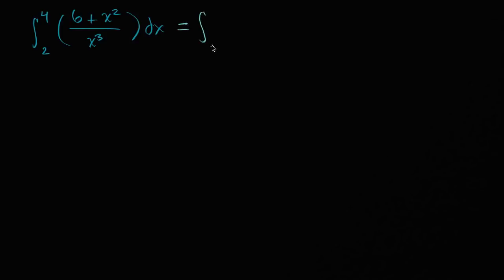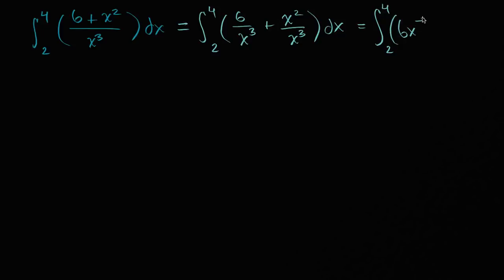So this is equal to the integral from 2 to 4 of 6 over x to the third power plus x squared over x to the third power dx. I just separated this numerator out. I just divided each of those terms by x to the third power. And this I could rewrite. This is equal to the integral from 2 to 4 of 6x to the negative 3 power. That's that first term there. And x squared divided by x to the third, well, that is going to be 1 over x. So plus 1 over x dx.